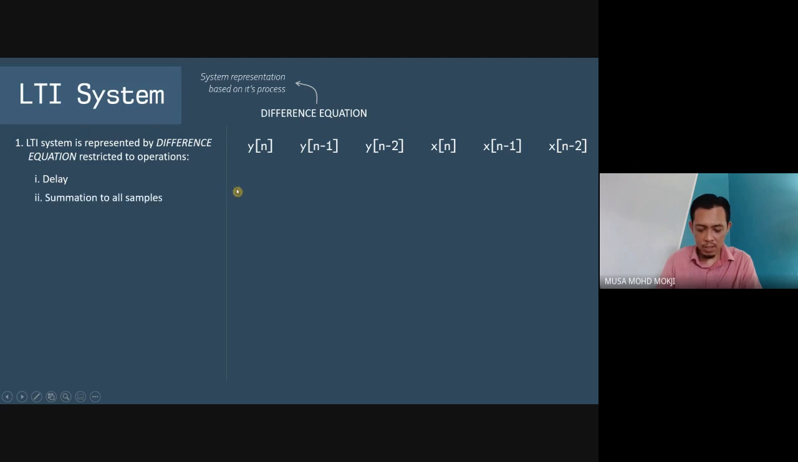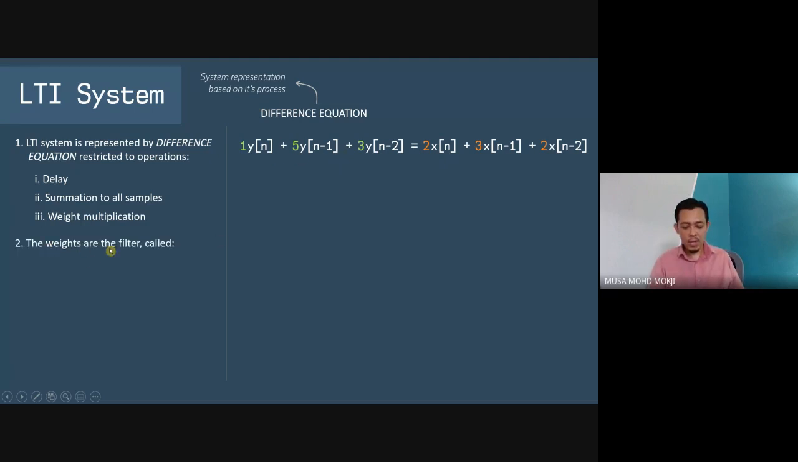Okay, so one is delay, and then there is summation. So we need to sum. There is a summation of the output signal. We sum everything, all the sequences. The other one is weight multiplication. We have seen this. If it is multiplied to the output sequence, that is a weight. This is also a weight. So there's a difference: one is the weight to the input sequence, another is the weight to the output sequence. And the weights are actually later what we will call a filter. This is actually the filter itself.